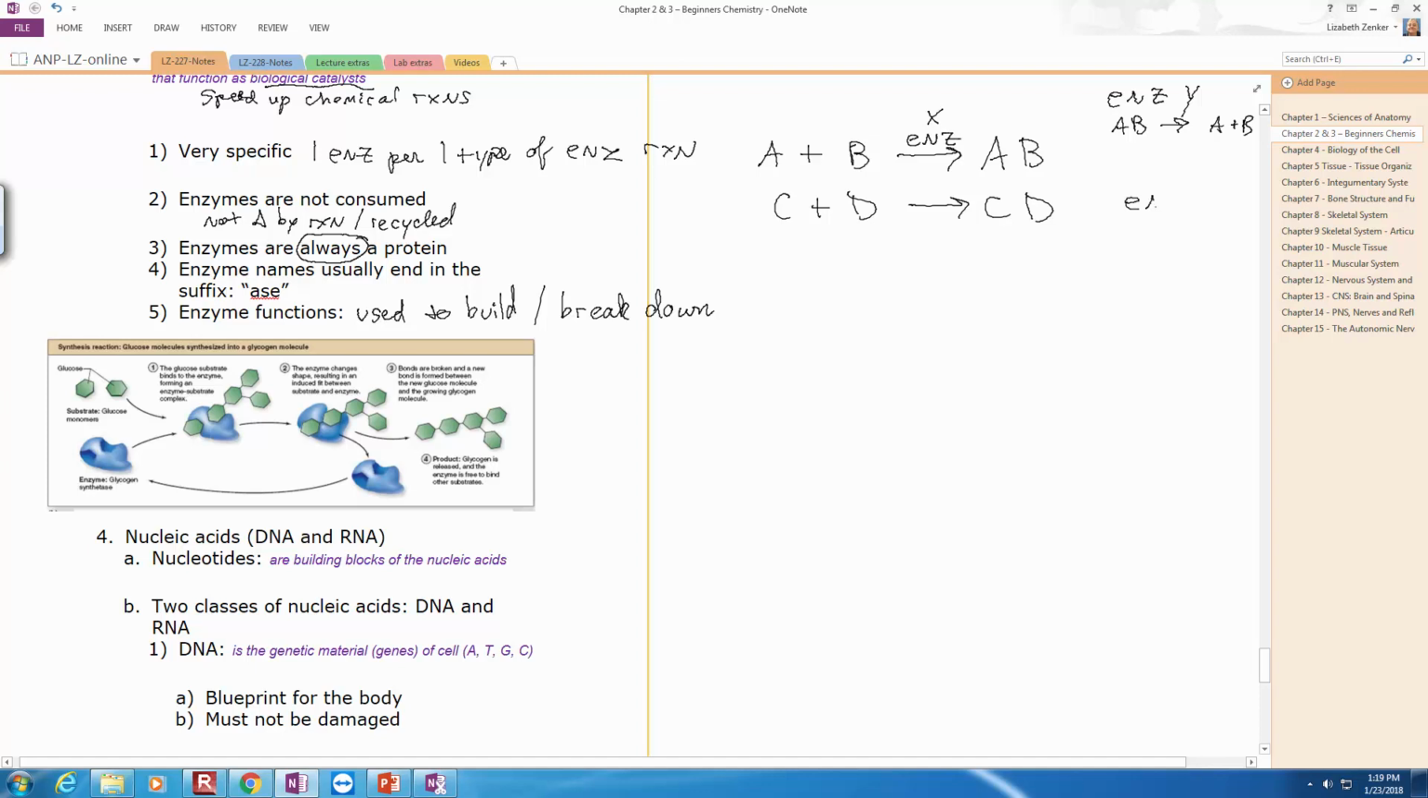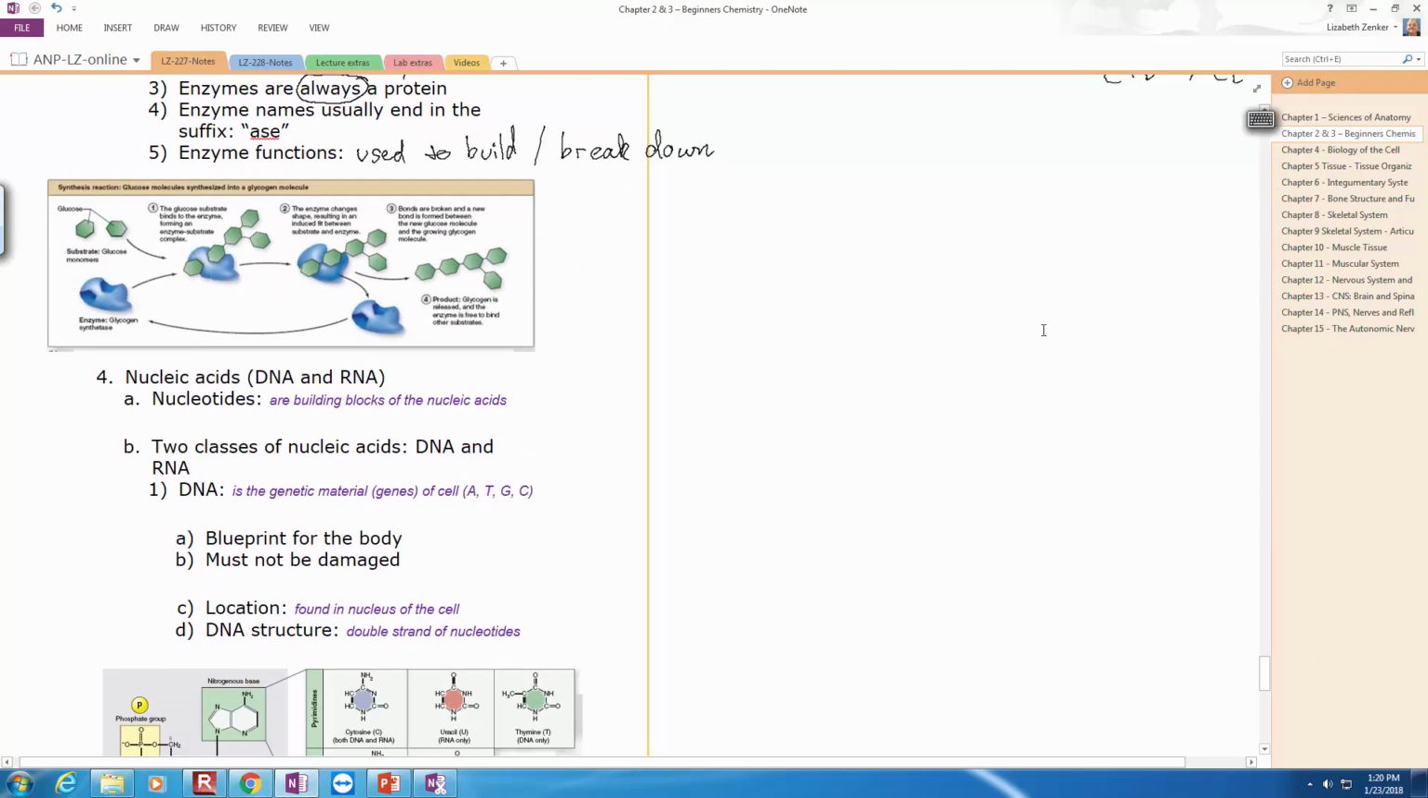And you might need enzyme Q to do C plus D to give you CD, but you'd need a whole other enzyme like enzyme T to break down CD into C plus D. Because CD together does not look like a C plus a D, right? That's what we're saying. Think about it as a shape thing. So that's what the next picture is trying to show you here.